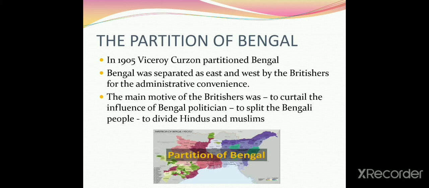Even so, instead of removing the non-Bengali areas from the province, the government separated East Bengal and merged it with Assam. Perhaps the main British motives were to curtail the influence of Bengali politicians, to split the Bengali people, and finally to divide Hindus and Muslims.